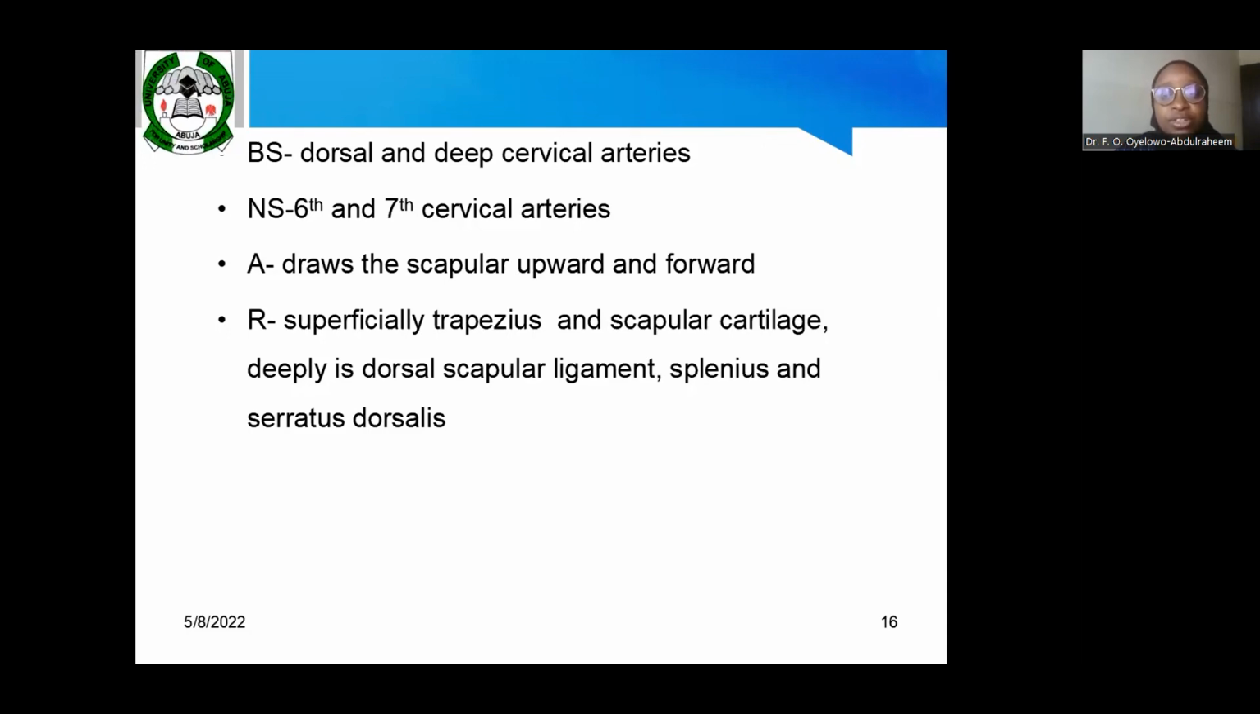It's also related superficially to the scapular cartilage because its insertion is on the medial surface of the scapular cartilage. So invariably, the scapular cartilage is superficially located to the rhomboideus muscle. Deeply, the rhomboideus is related to the dorsal scapular ligament, splenius, and serratus dorsalis.